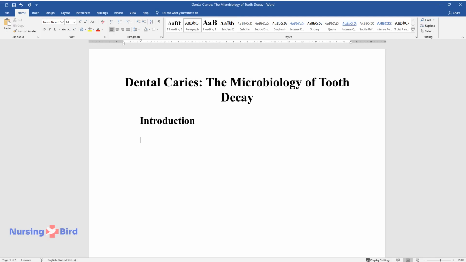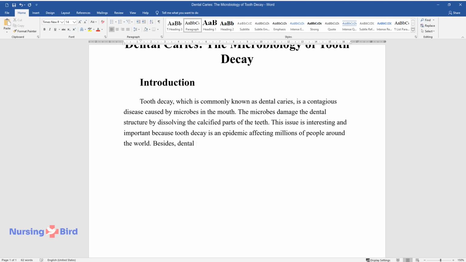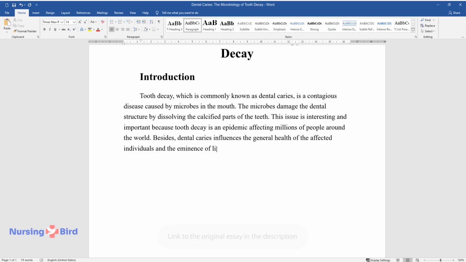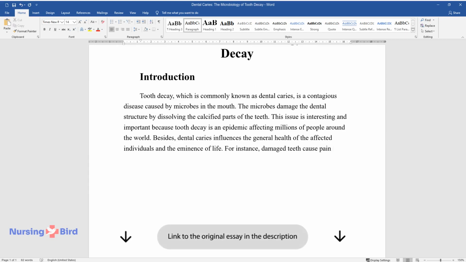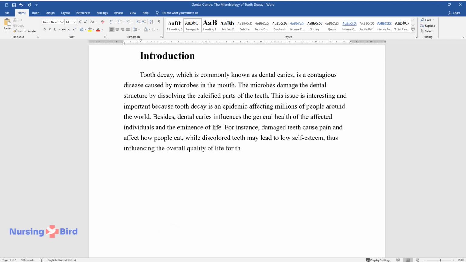Introduction. Tooth decay, which is commonly known as dental caries, is a contagious disease caused by microbes in the mouth. The microbes damage the dental structure by dissolving the calcified parts of the teeth. This issue is interesting and important because tooth decay is an epidemic affecting millions of people around the world. Besides, dental caries influences the general health of the affected individuals and the eminence of life. For instance, damaged teeth cause pain and affect how people eat, while discolored teeth may lead to low self-esteem, thus influencing the overall quality of life for the affected individuals.